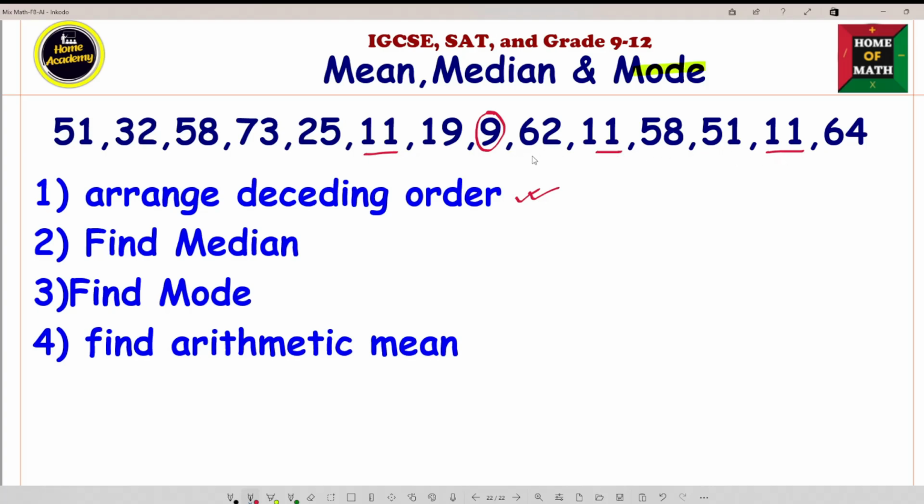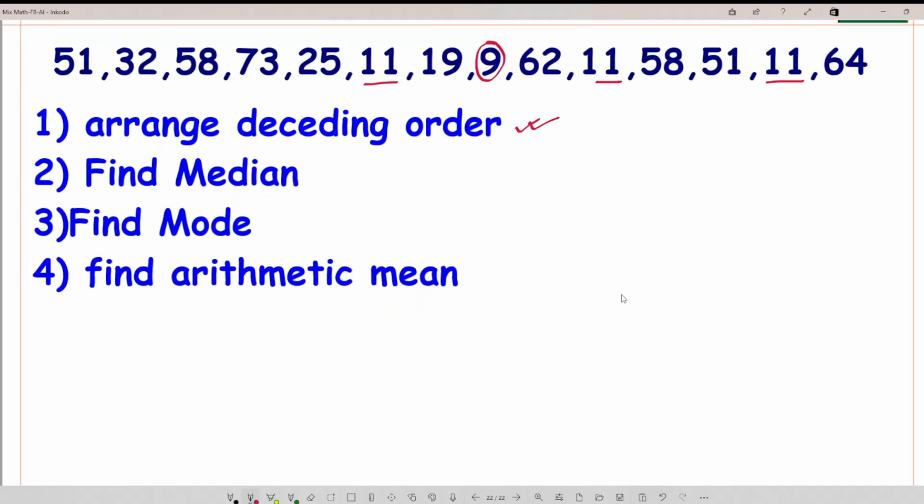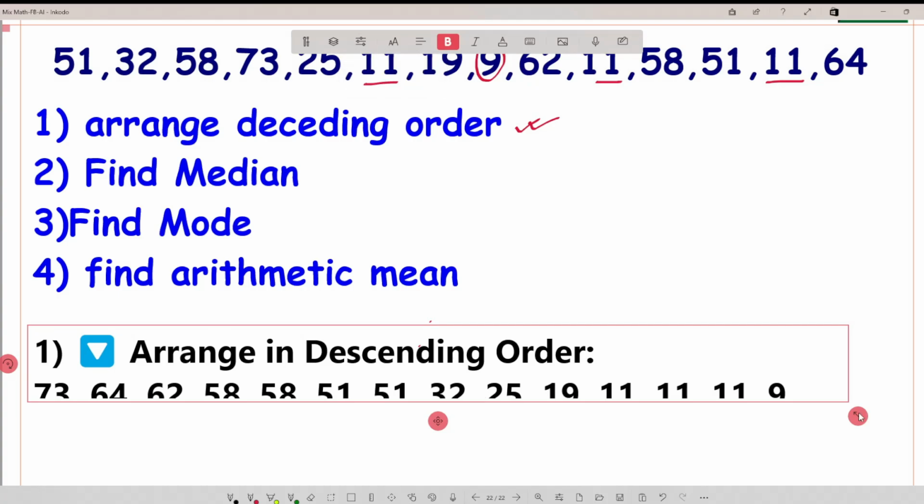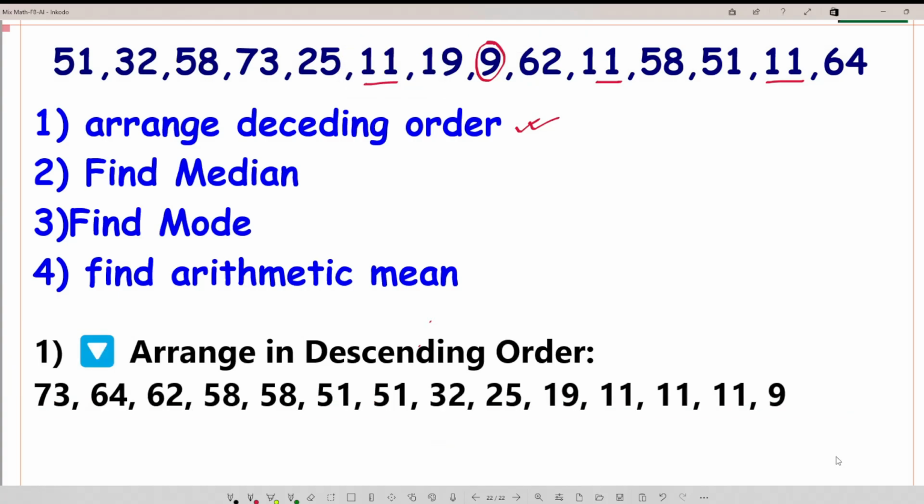So one by one we are trying to make descending order. How? Look, this is our descending order. Descending means highest to lowest. So the highest one is 73 and the lowest one is 9. So this is 73, then 64, 62, 58, 58, like this up to 9. So our first question's answer is done.